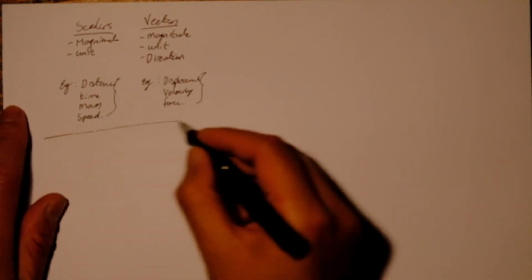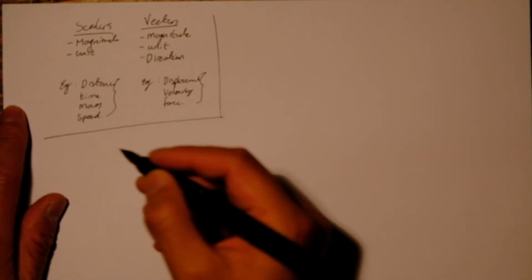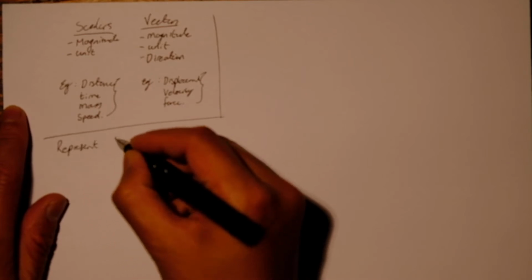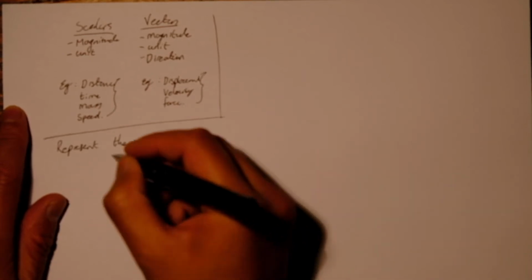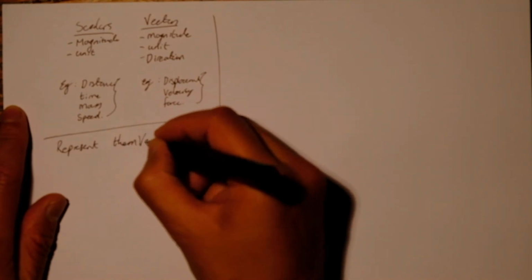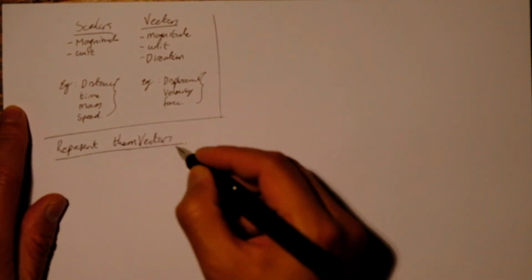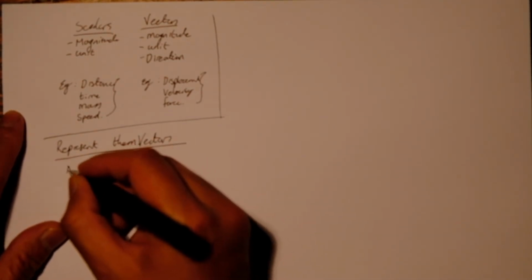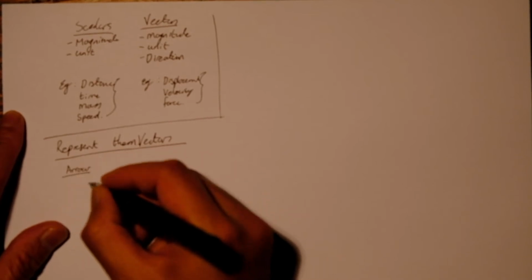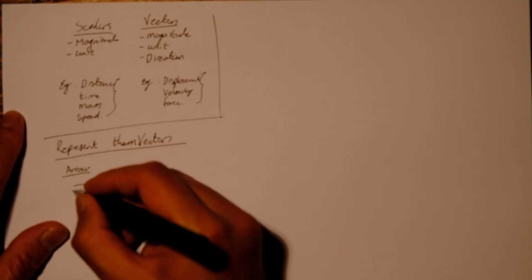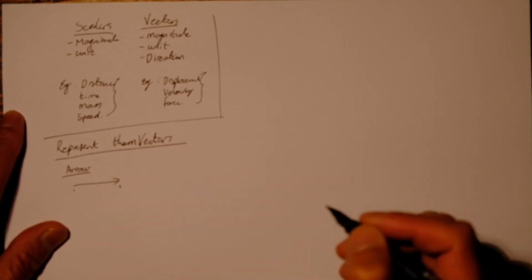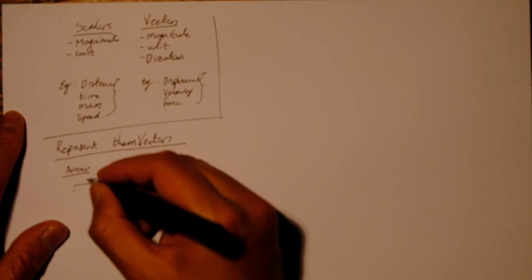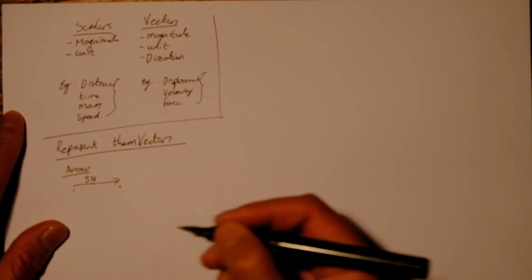Okay, now revision of that over. Let's have a look at how we can represent them. Okay, but when I say them, I'm talking about vectors. Right, we use vector representation through an arrow, because an arrow shows direction and the length tells us magnitude. Okay, and how do we find the unit? Well, we give it the unit. So if it's a 5 Newton force, there's a unit.